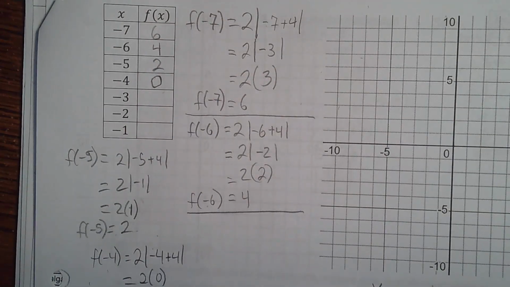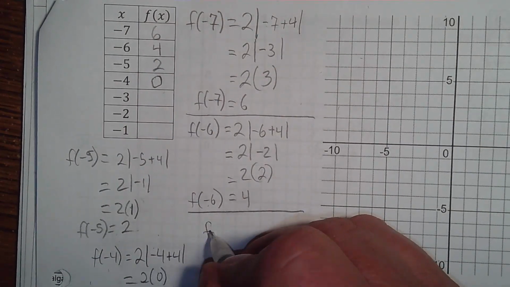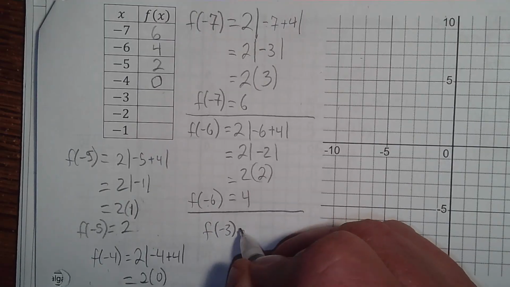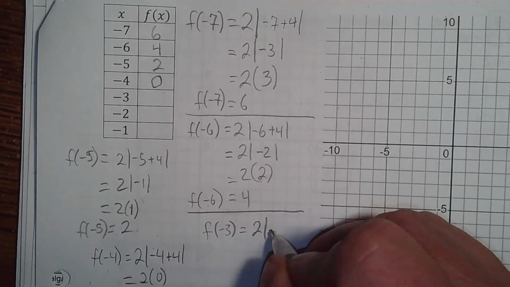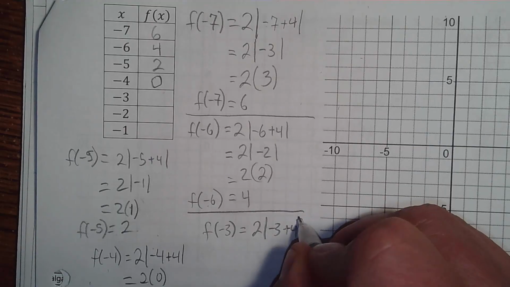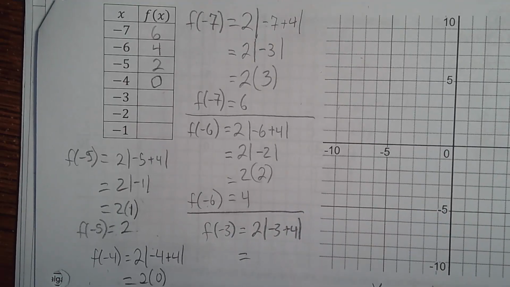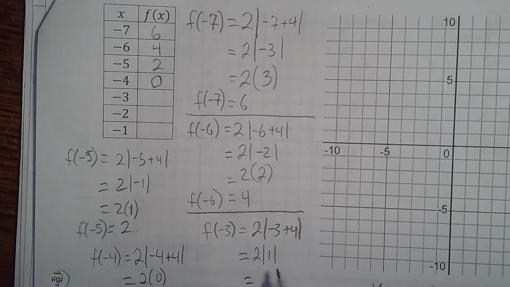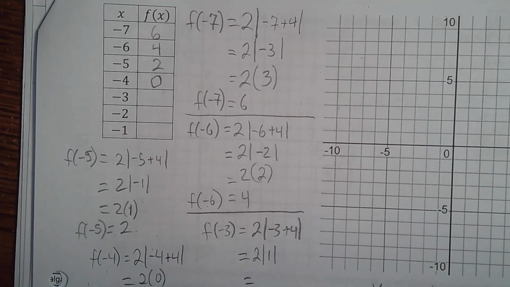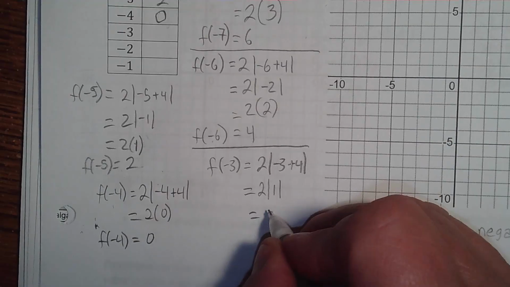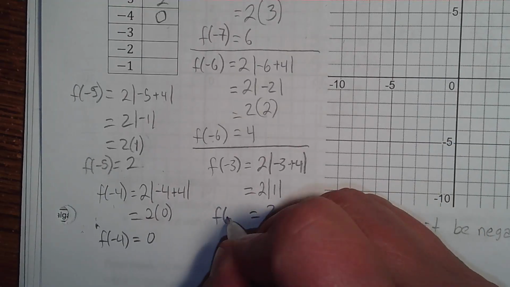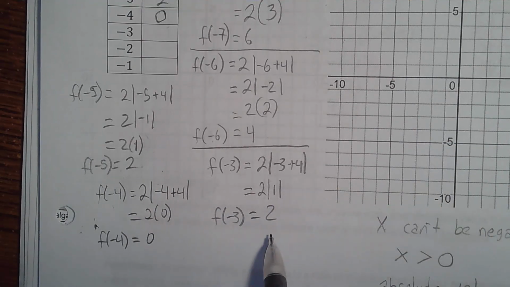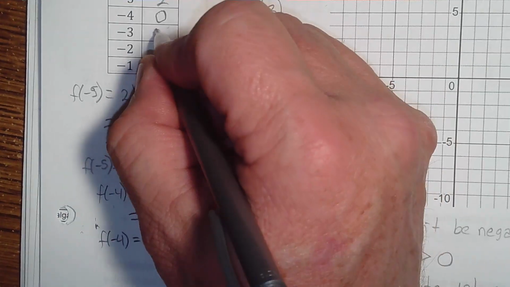This is where it gets interesting. I'm going to come over here for this one. f of -3 is 2 times the absolute value of -3 plus 4. That is a war, and the positives win. And that's just going to be a 1, right? A positive 1. And so 2 times 1 is 2. So f of -3 winds up being 2. And I'll add that to my table.